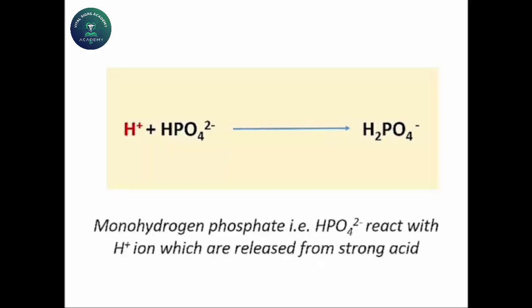As you can see in this reaction, it gives water and HPO4-2-. As a result, OH- is removed from the blood. Monohydrogen phosphate, that is HPO4-2-, reacts with H+ ions, which are released from strong acids. It gives H2PO4- and as a result, it removes excess amount of H+ from the blood.